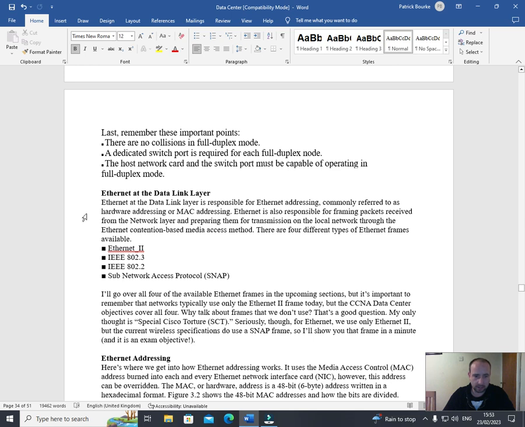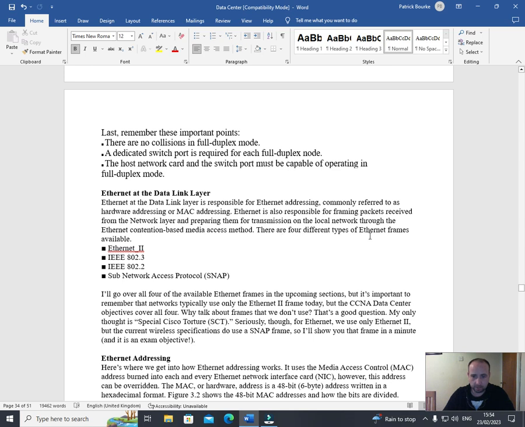Ethernet at the data link layer. Ethernet at the data link layer is responsible for Ethernet addressing, commonly referred to as hardware addressing or MAC addressing. Ethernet is also responsible for framing packets received from the network layer and preparing them for transmission on the local network through the Ethernet contention-based media access method.